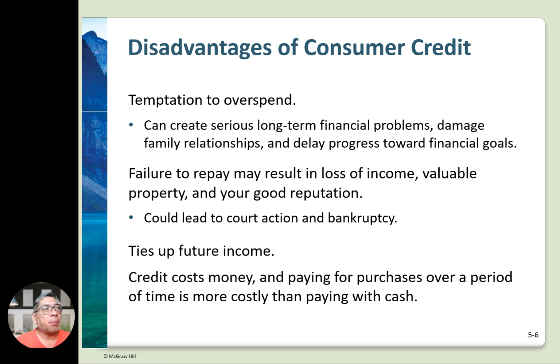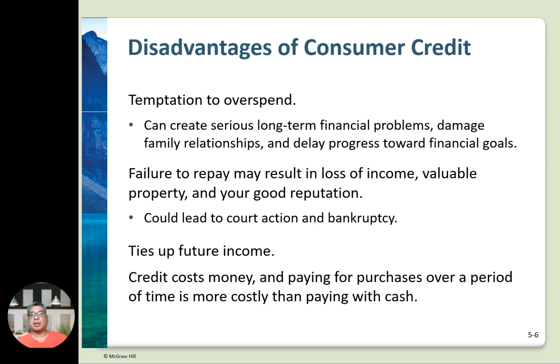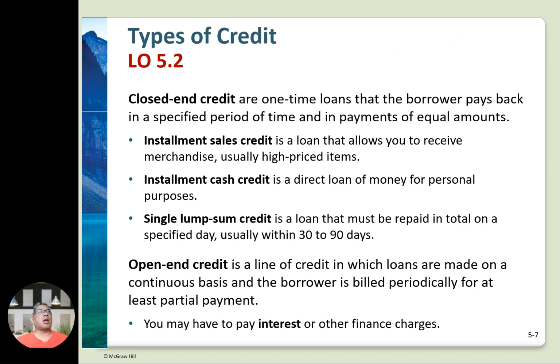Failure to repay may result in loss of income, valuable property, as well as your good reputation. It can lead to court action and bankruptcy. It ties up your future income as well. It costs money, and paying for a purchase over a period of time is more costly than paying with cash. Those are the advantages and disadvantages, okay? Now look at the types of credit. Closed-end credit is a one-time loan that you borrow and pay back in a specific period of time, with payments in equal monthly amounts.